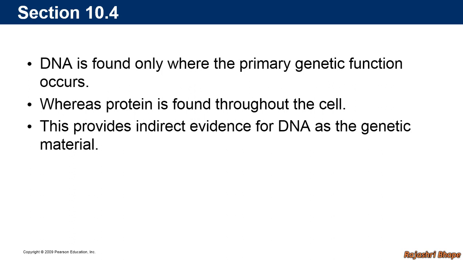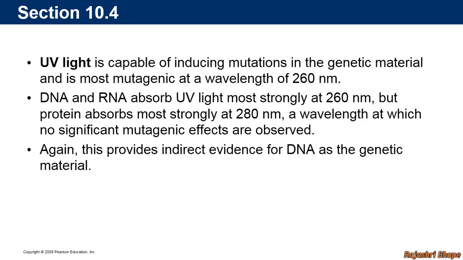DNA is found only where the primary genetic function occurs, whereas proteins are found throughout the cell and in all stages of the life cycle. This provides indirect evidence for DNA as genetic material.